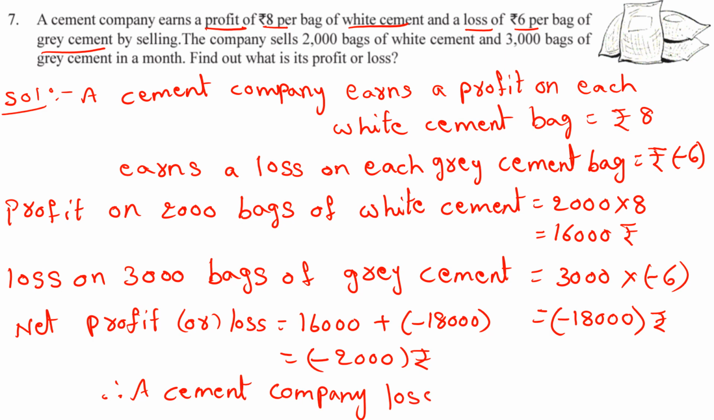How much loss? Write it down here: a cement company earns a loss of 2,000 rupees. So this is the answer, children.